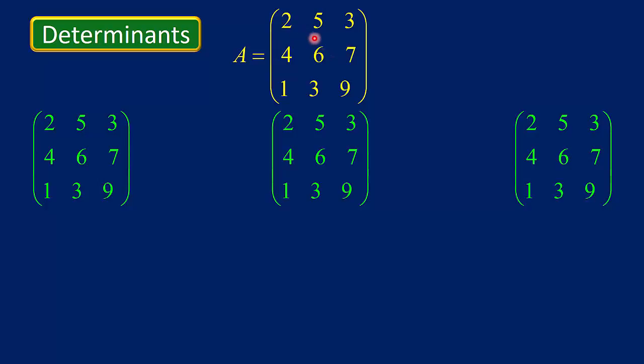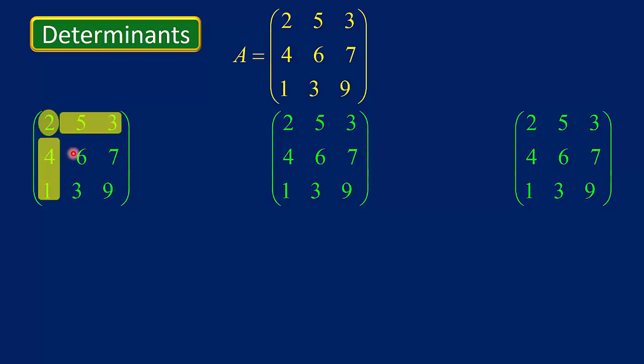Now, I'll show you what I'm talking about. For this row 1, the first number in row 1 is this 2. Now, I'm going to circle this 2 and eliminate everything to the right of it and everything below it, in other words, that entire row and that entire column where the 2 is. Now notice what I have here. I have the 2 and I have a little 2 by 2 matrix over here.